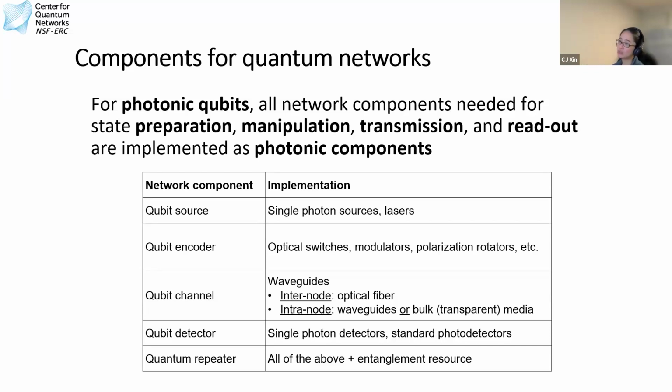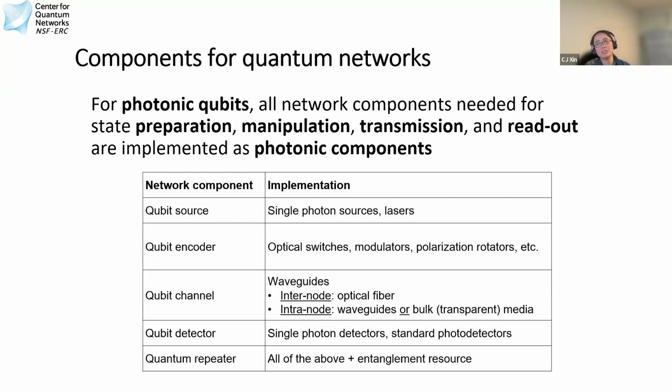And then intranode, so you have all of these components, your source, your modulators, whatnot. You need to route them to and from each other. So either you're routing it through some bulk transparent media with some mirrors thrown in, or you're using waveguides again. And then finally, for detectors, you need to have some single photon detectors to do readout of qubit states.